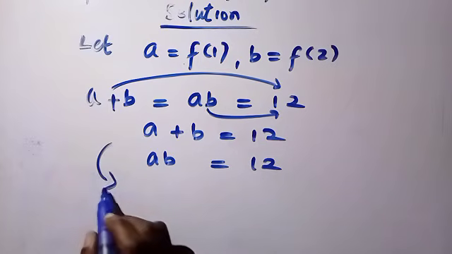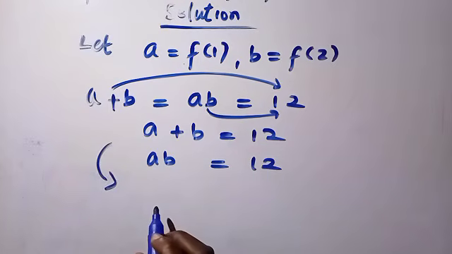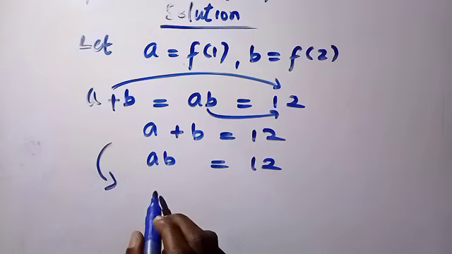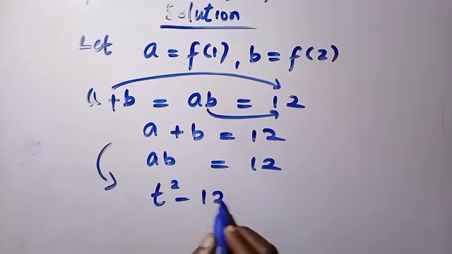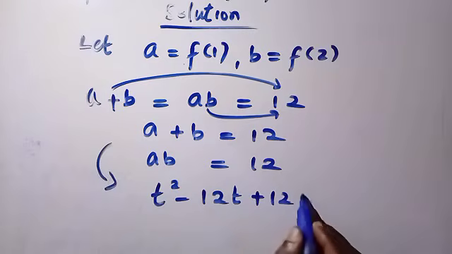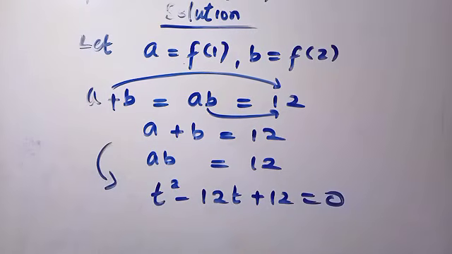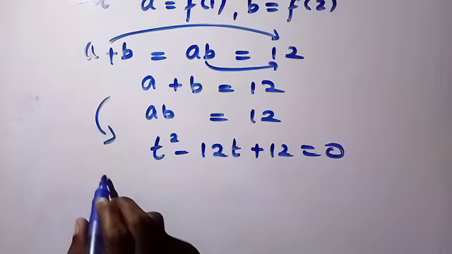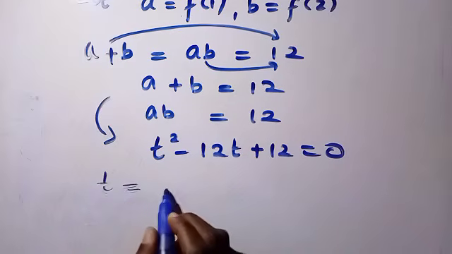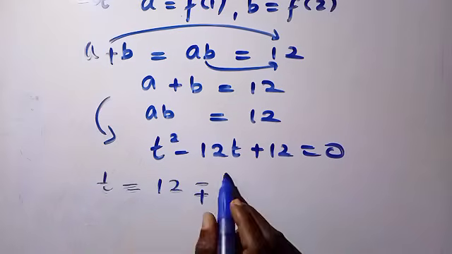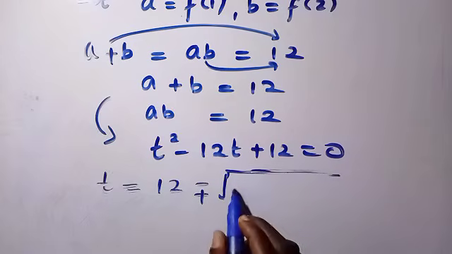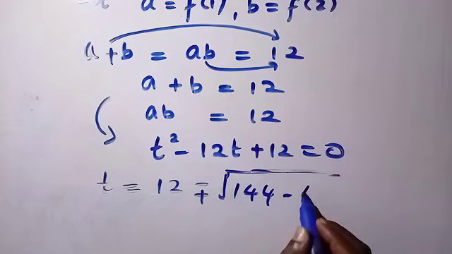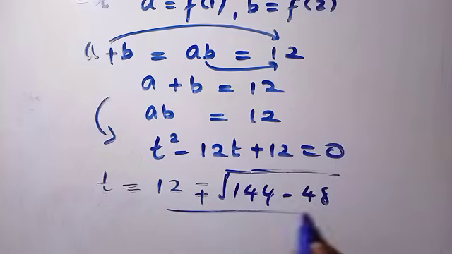But generally, the two of these give a quadratic equation. So we are going to have, let's say, t squared minus 12t plus 12 equals 0. So this is what we get, and we have to solve for the value of t using the quadratic formula. By doing that, t equals 12 plus or minus the square root of 144 minus 48, all divided by 2.